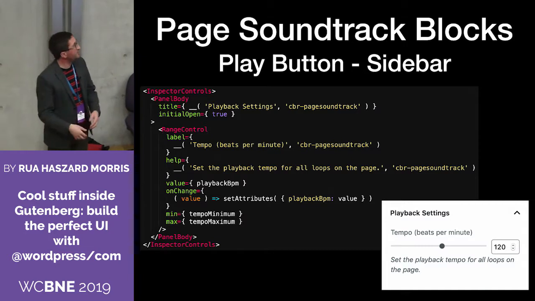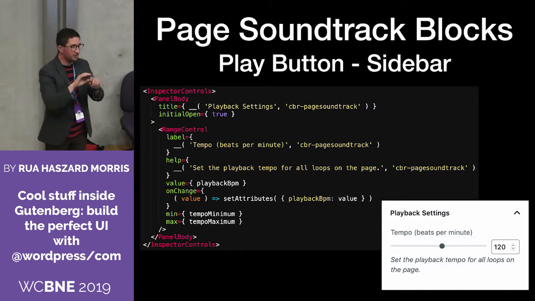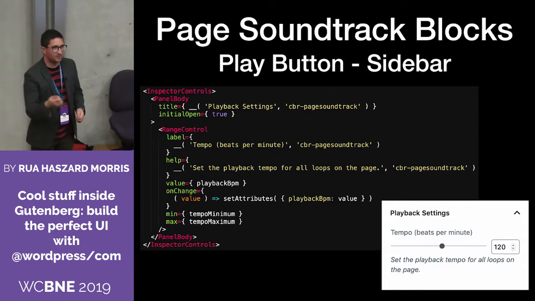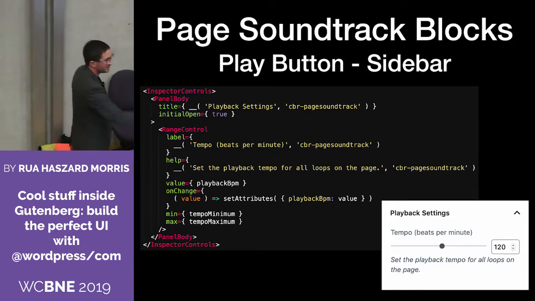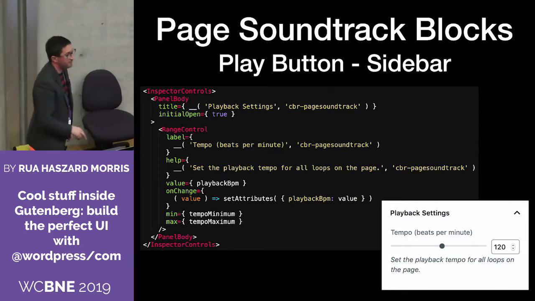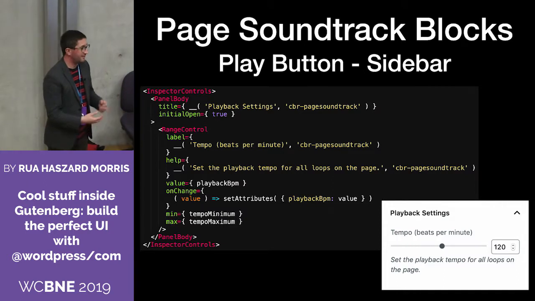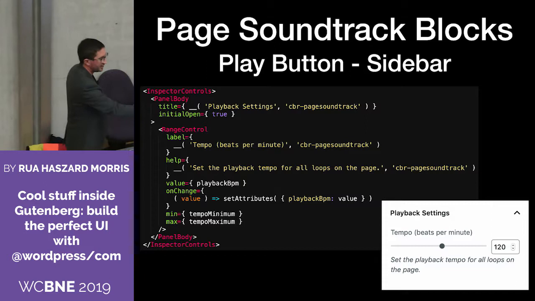And so to do that, we use an inspector controls component. And then inside that, we have a panel body, which gives us a nice place to put controls, which can be collapsed away when the user doesn't need to see it anymore. And then within that, we've got a range control, which is a way of setting a number between two values. And you can see here, we pass in our playback tempo attribute from our block metadata. And then when the user slides it around, that'll get saved back into the attributes.